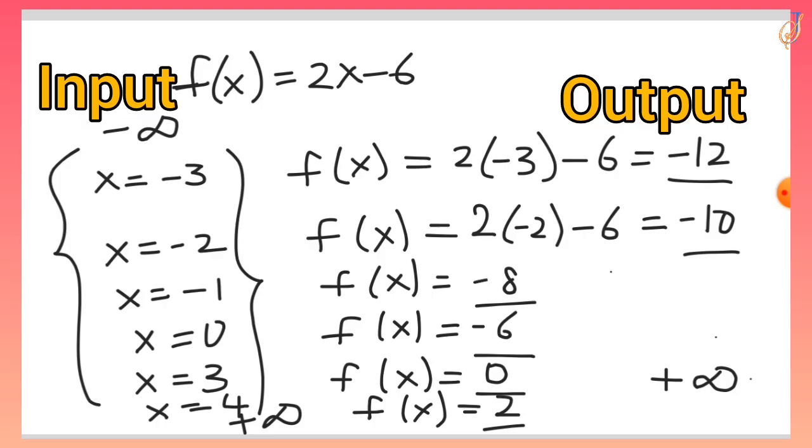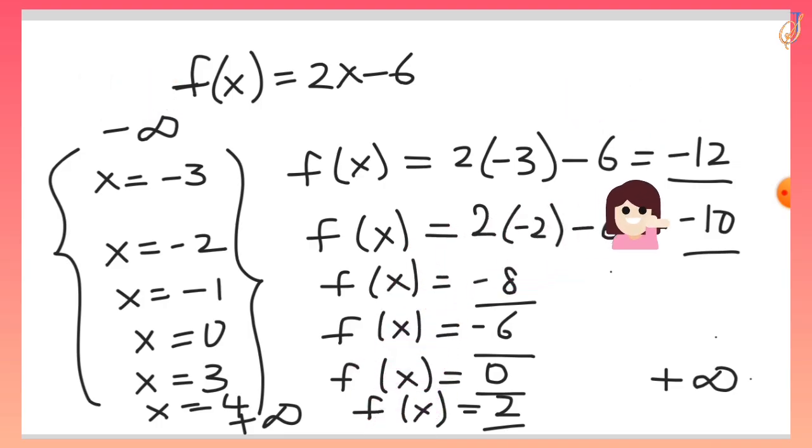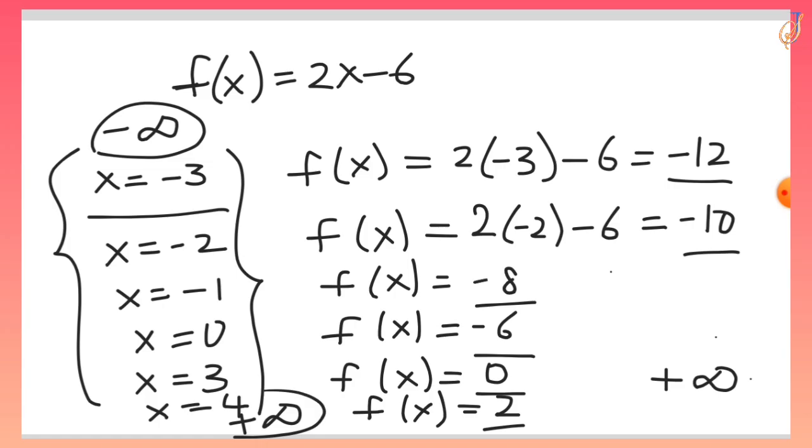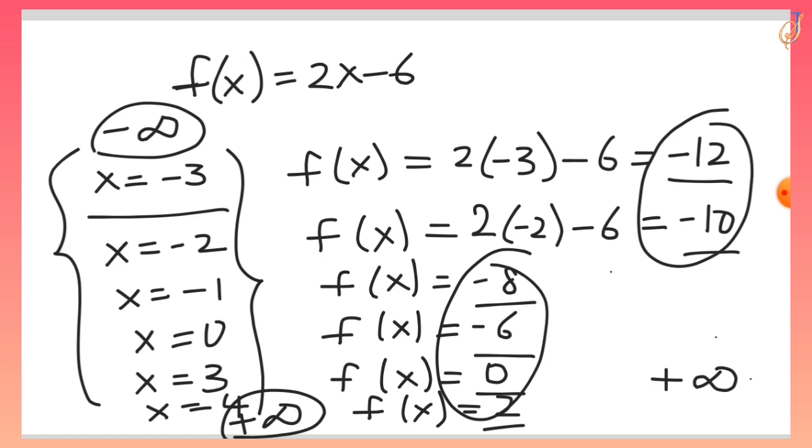The domain is the set of all input values, that means these all x values for which the function is defined and yield a real output. That is the domain. So here all these x from minus infinity to plus infinity, all these values the function is defined and yields a real output. So that's why for this linear equation, the domain is all real numbers. From minus infinity to plus infinity, all x values satisfied our given equation and yields a real output.